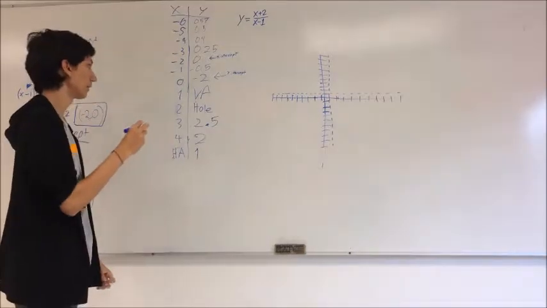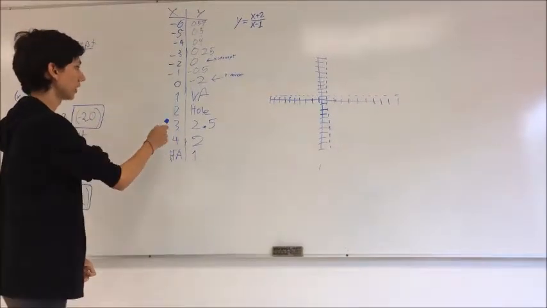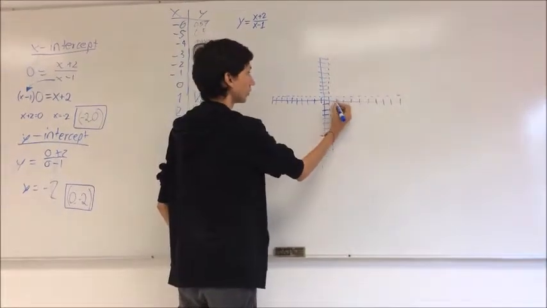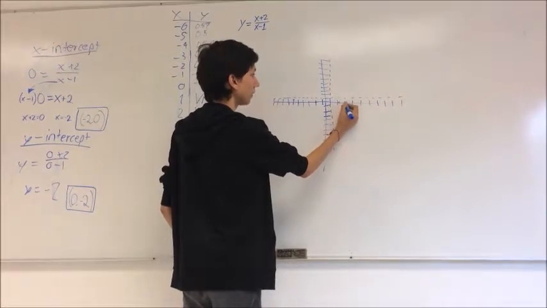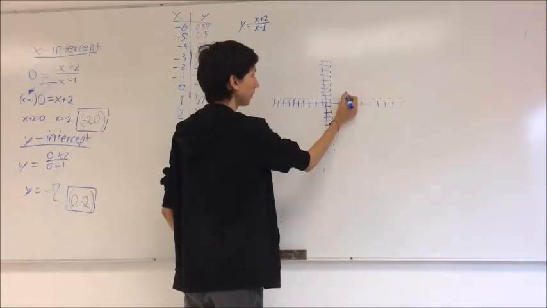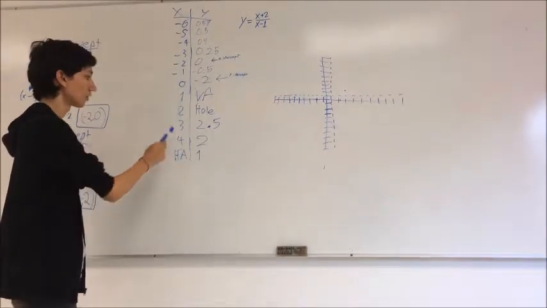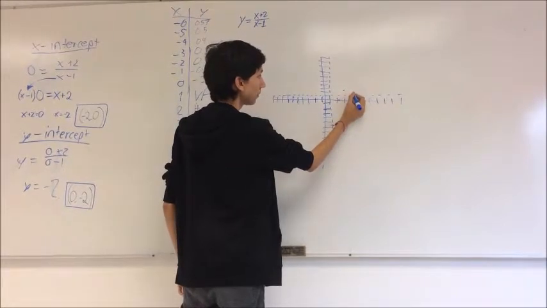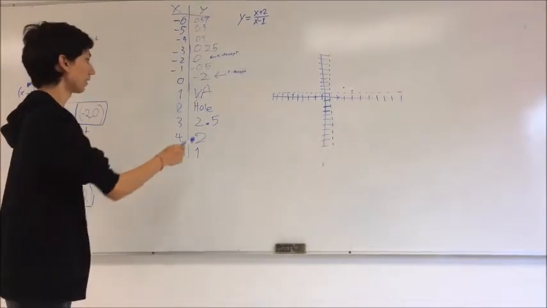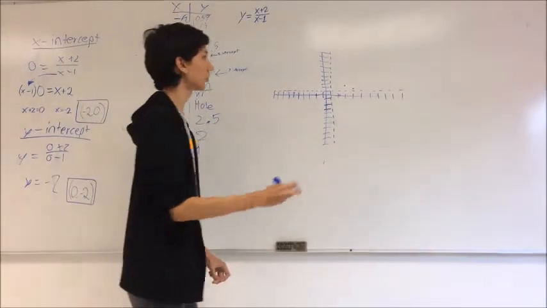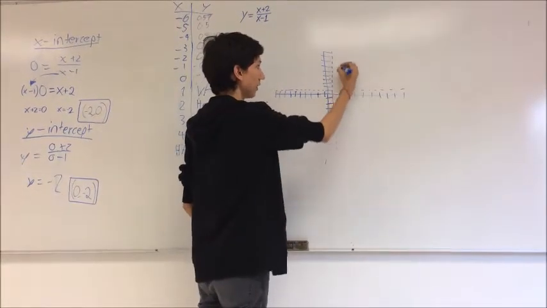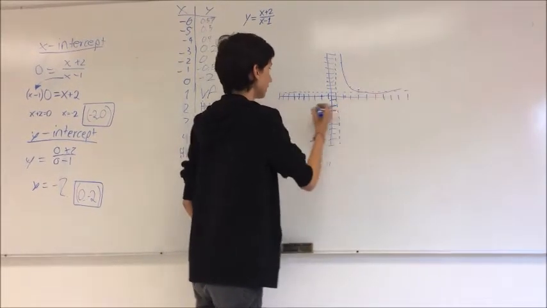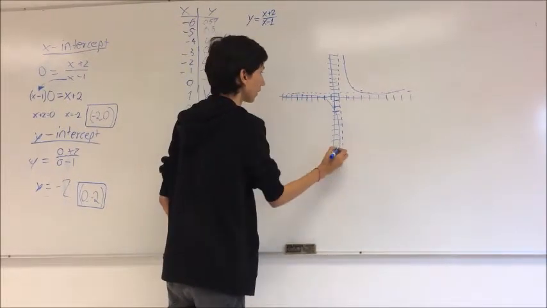I marked that already. Then we put 3. It's x equals 3, y equals 2.5, so this is 3, and 2.5 is here. Then x equals 4 gives y equals 2, so this is x equals 4, this is y equals 2. Once we get all the points together, when we graph, it will be roughly like this, and this part will be kind of like this.